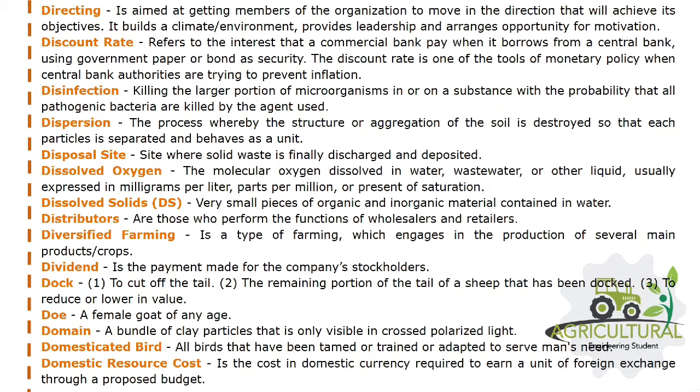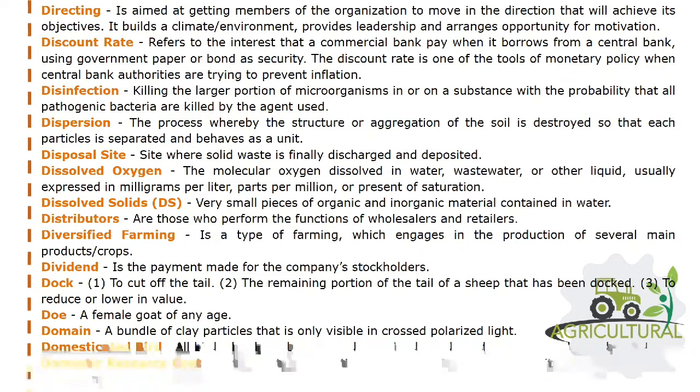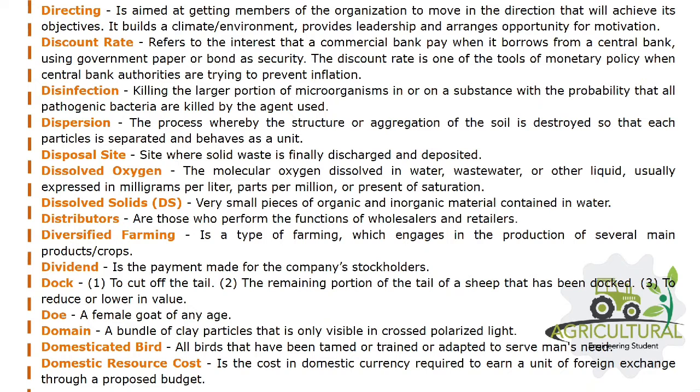Dock: 1. To cut off the tail. 2. The remaining portion of the tail of a sheep that has been docked. 3. To reduce or lower in value. Doe: a female goat of any age. Domain: a bundle of clay particles that is only visible in crossed polarized light. Domesticated bird: all birds that have been tamed or trained or adapted to serve man's need. Domestic resource cost is the cost in domestic currency required to earn a unit of foreign exchange through a proposed budget.